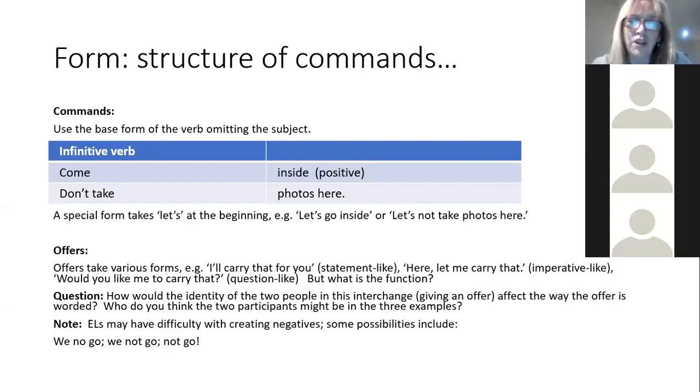Let's go back to our question. How would the identity of the two people in this interchange giving an offer affect the way the offer is worded? Who do you think the two participants might be in the three examples? Anyone?